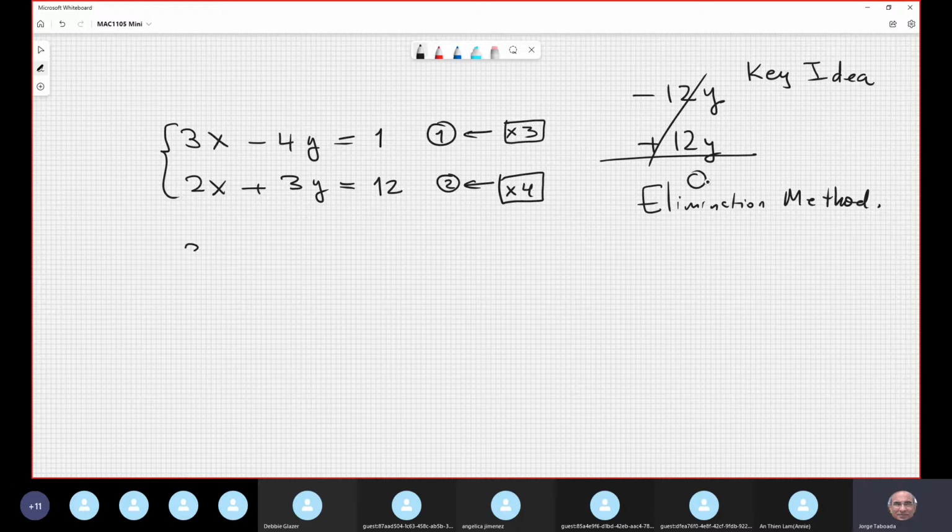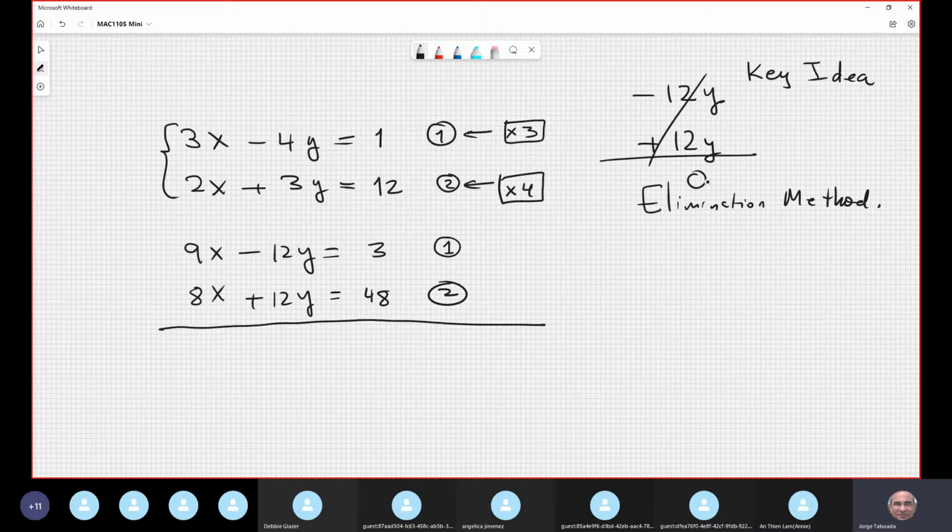3 times 3 is 9. 3 times 4 is minus 12. 3 times 1 is 3. And this is identical to equation 1. New, but this is identical, this is an equivalent equation. And likewise, you multiply 4 times 2 is 8, 4 times 3 is 12, and 4 times 12 is 48. And this is exactly equivalent to my equation 2.